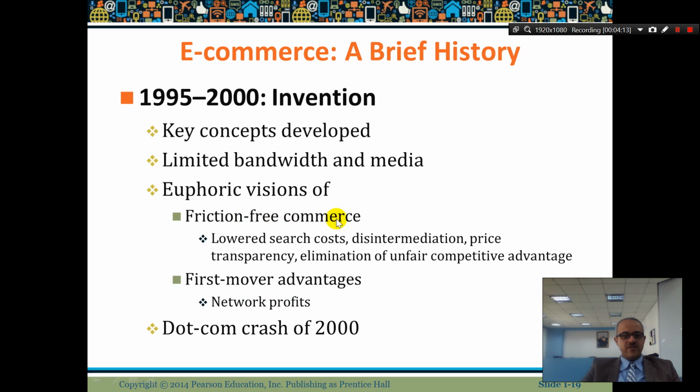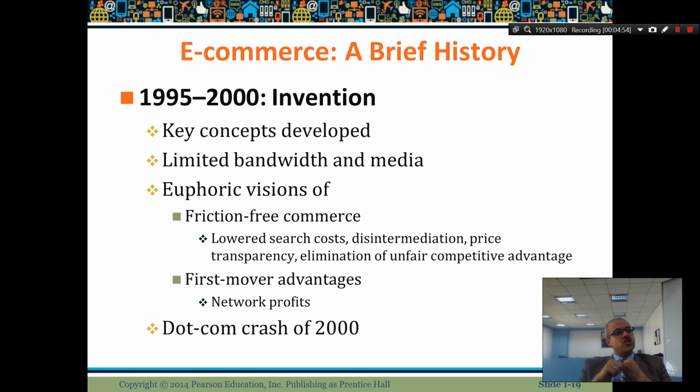Do you guys know what friction-free commerce is? We have lower search cost, disintermediation, price transparency, elimination of unfair competitive advantage. So the idea is, when the internet first started, people go on the internet, and Amazon was one of the first companies to be in it. The idea was, people want books and you need to search for books. So you need to get a network where people can actually go and see what books are available, search for books, find books, get descriptions, and be able to order these books.